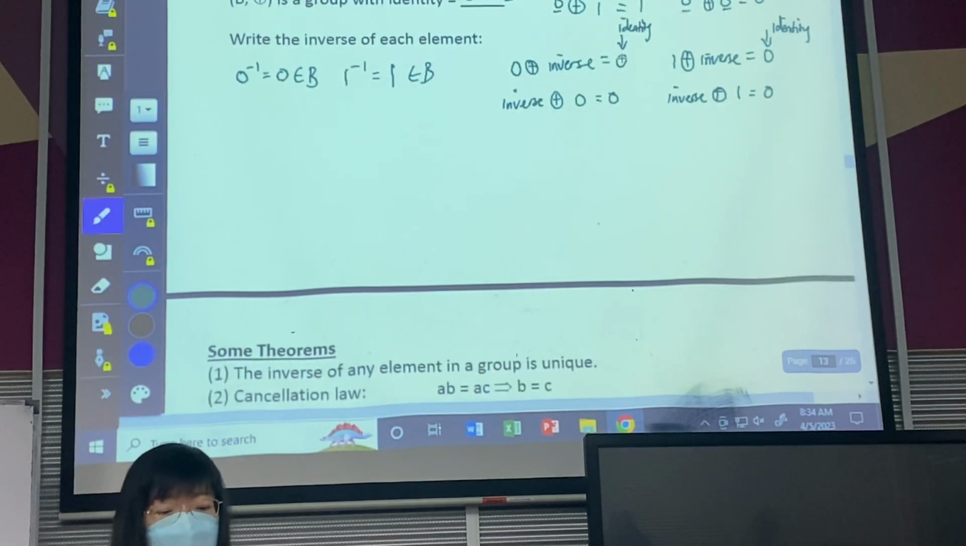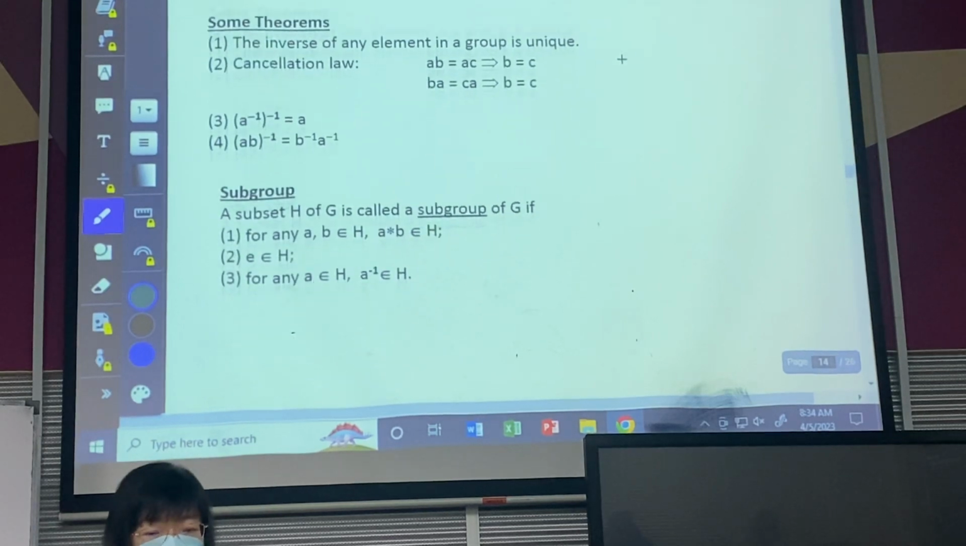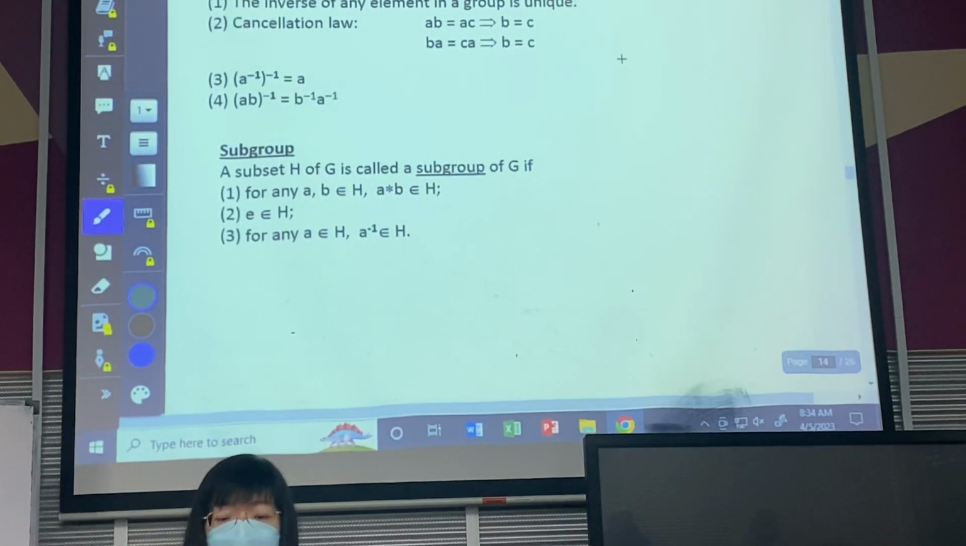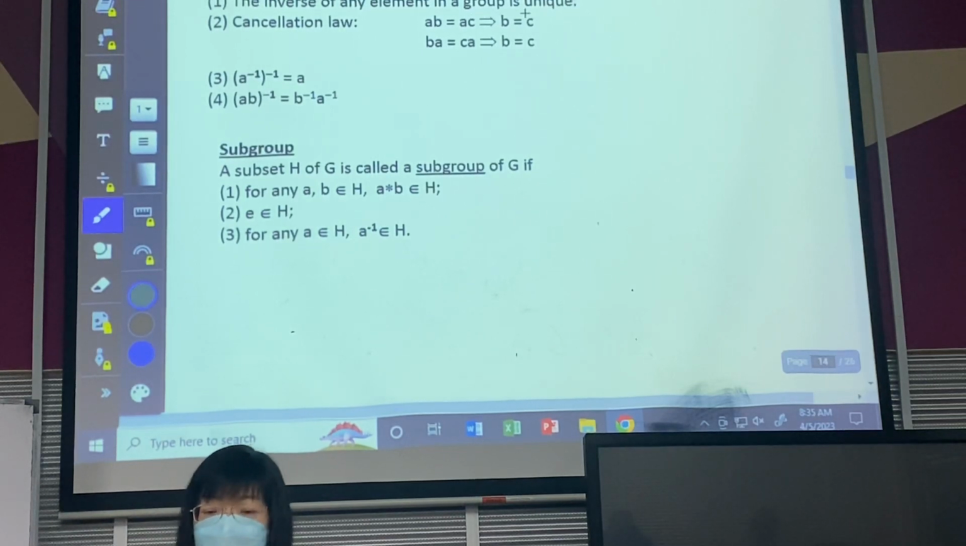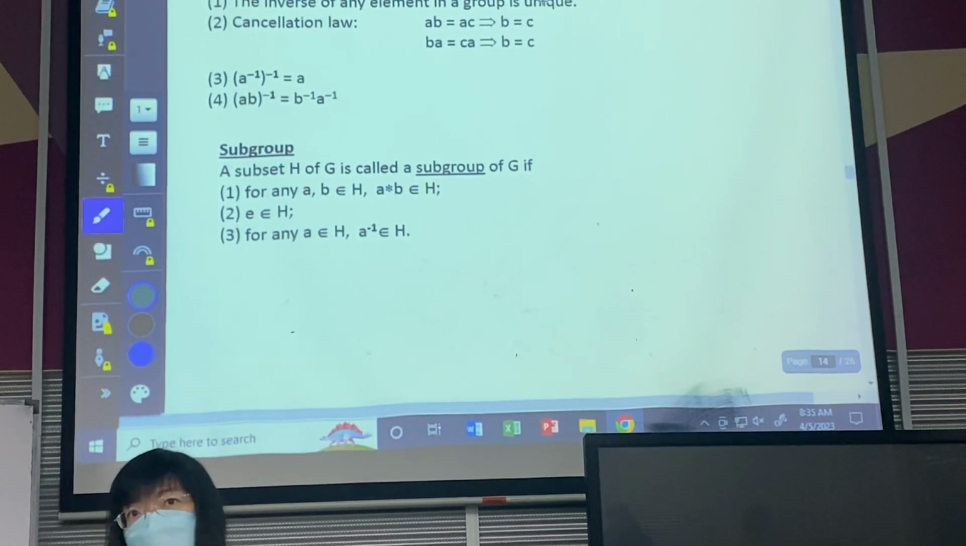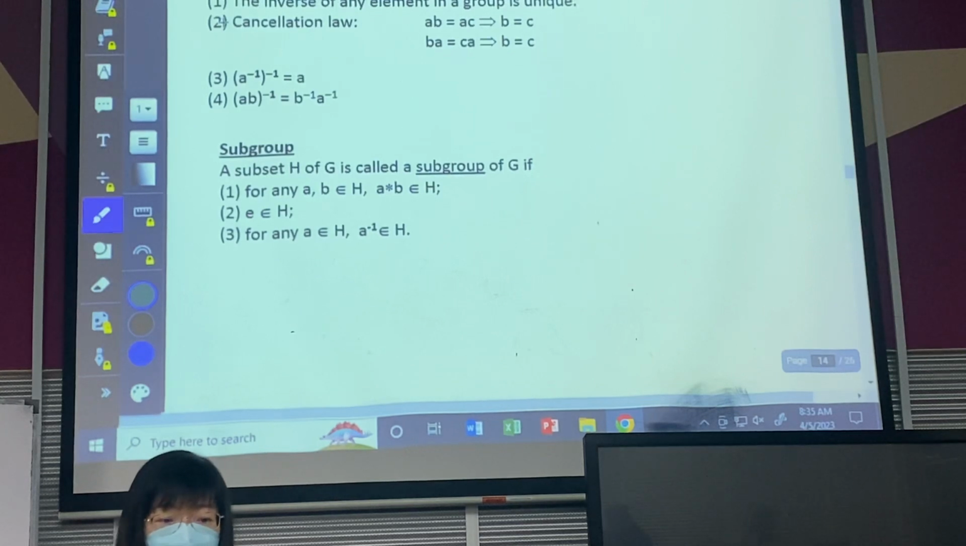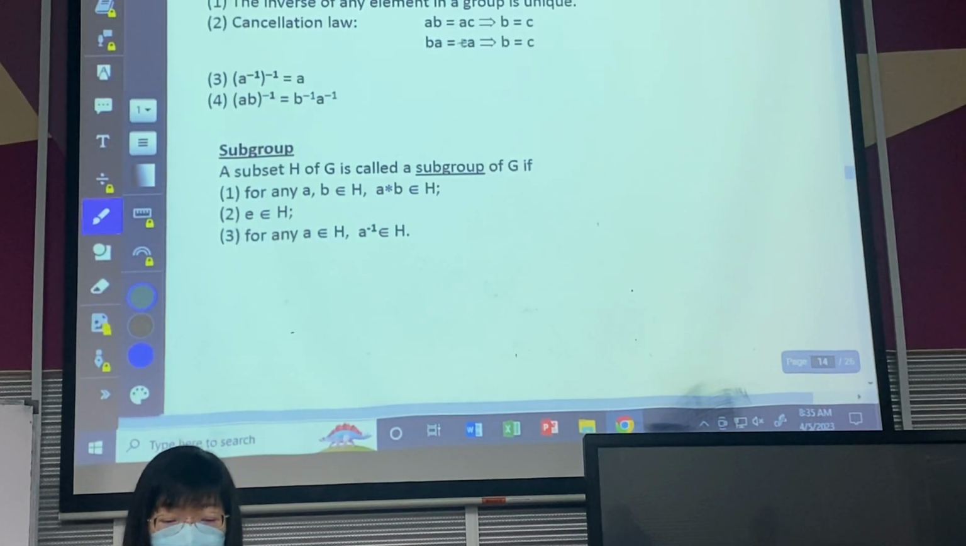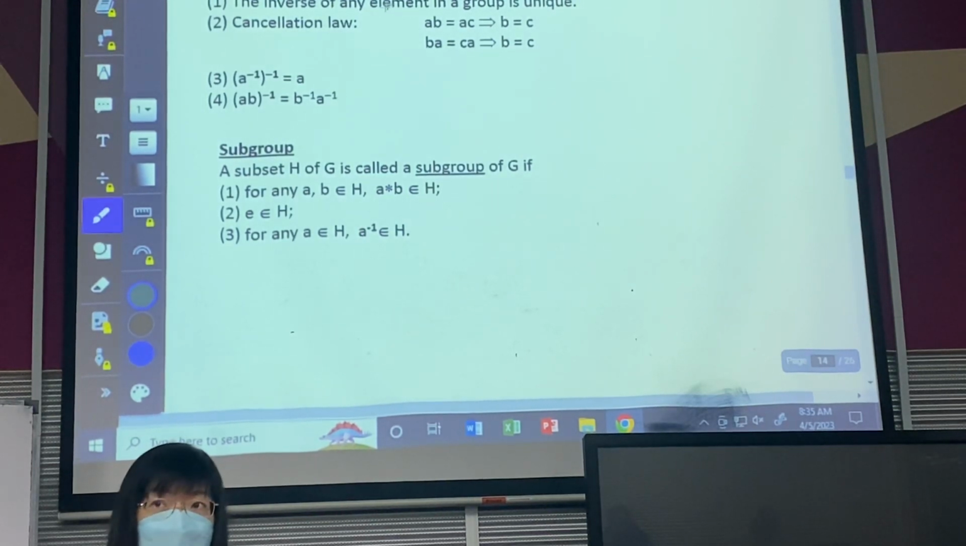Next one. Now the theorem here is to show some of the inverse properties. They say that the inverse of any element in the group is unique, same like the identity. Once you get the inverse, it will be the same for the same operator and the same set given. For the cancellation law here, it means that you can cancel the A, because both sides have A. BA equal to CA, so it is actually B equal to C only. We can cancel the A.